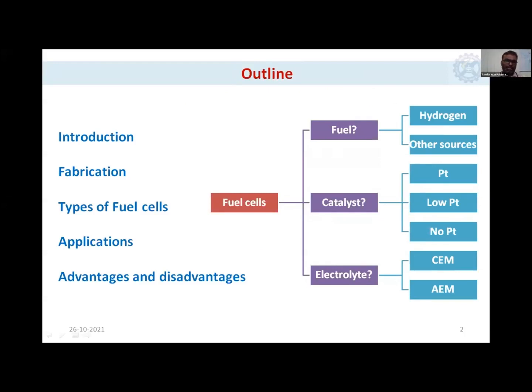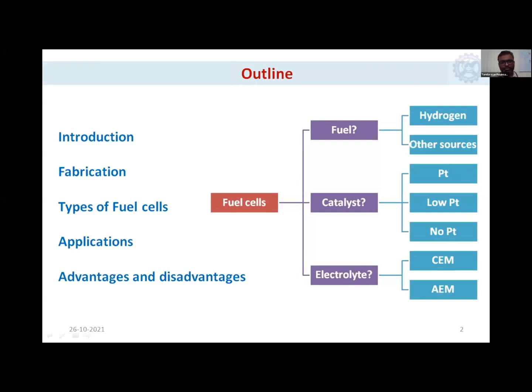If you take a fuel cell, what are the important components of a fuel cell? For instance, you have to fuel it. So based on the fuel, you can differentiate whether it is a hydrogen fuel cell or other sources like alcohol fuel cells. And sometimes a catalyst is also important, of course. Mainly platinum is used as a catalyst, but that is not the end. We are actually looking for other catalysts other than platinum because of the limited abundance of platinum.